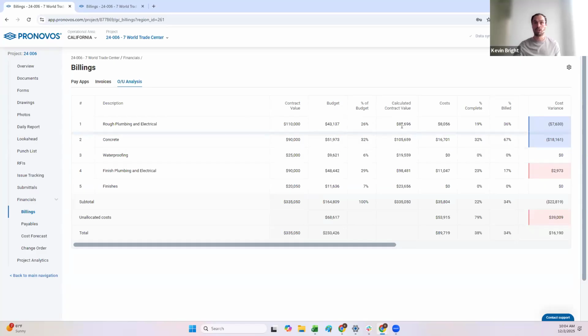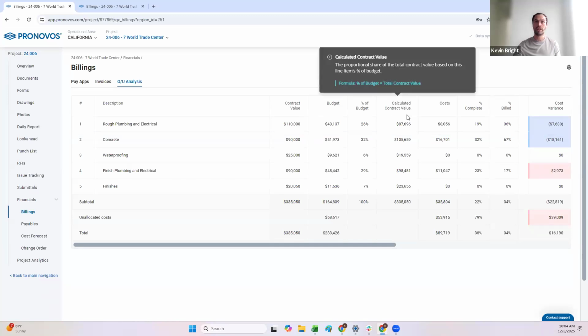So I think most people, when they set up their schedule of values, there is an equal amount of art and science to it. You're trying to come up with a nice round number to present to the client. So that $110,000, it's probably directionally correct, but it's probably not absolutely correct.